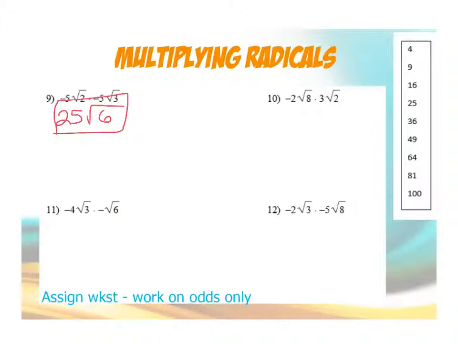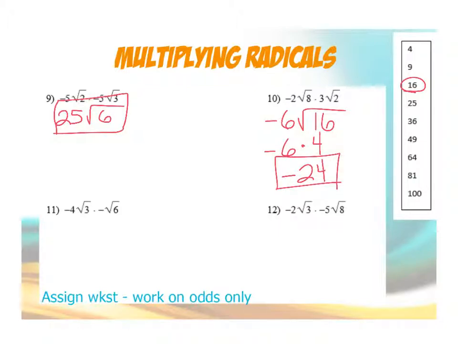Next problem. Multiply the coefficients, negative 2 times 3. Multiply the radicals, square root of 16. And then I'm going to look to reduce that square root of 16. Happens to be in my list, which means that's going to come out nice, and I don't have any radical at all in my answer.